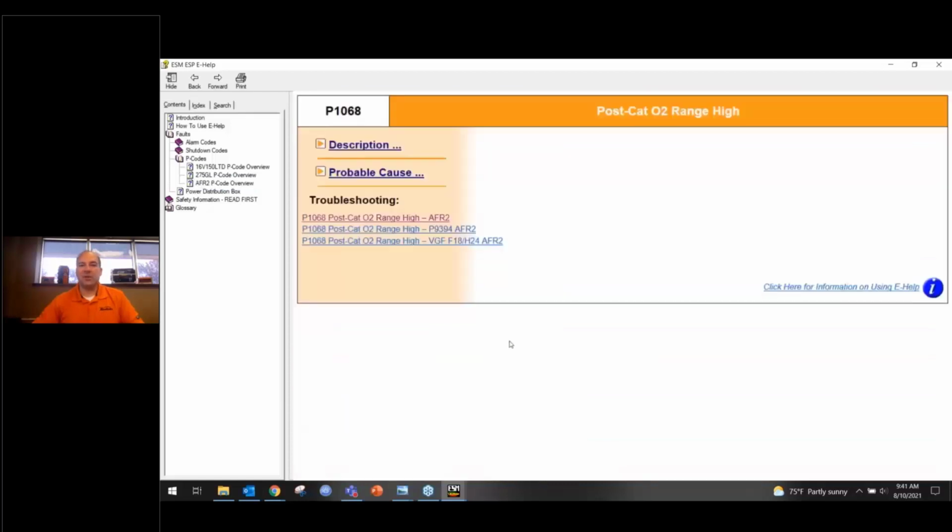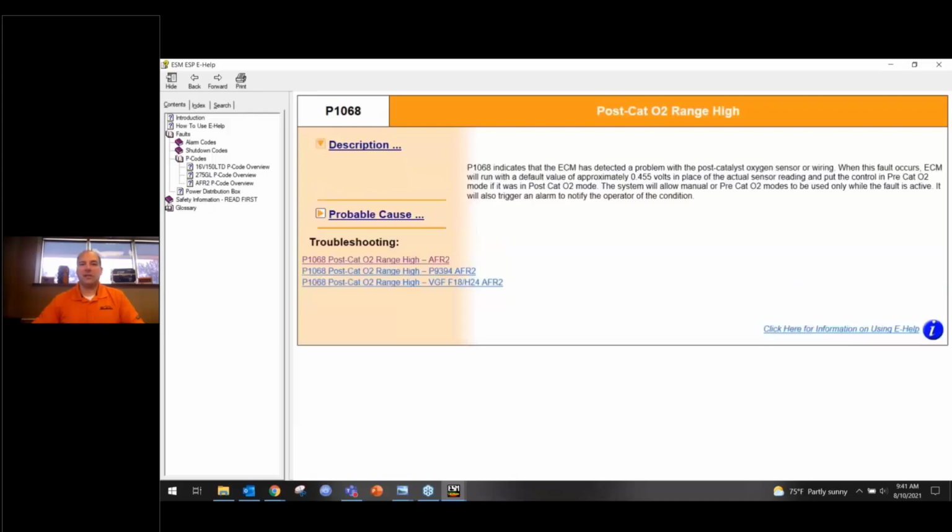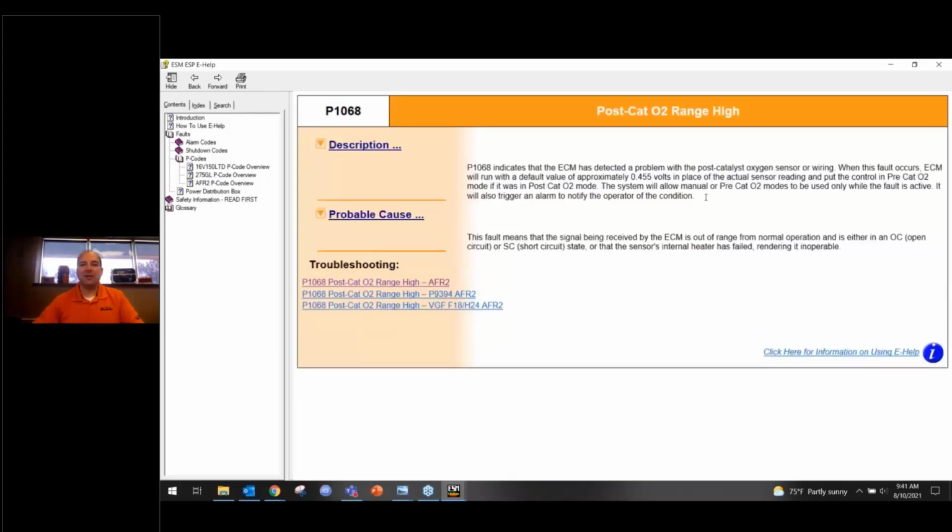In this case, I'm just going to pick the code P1068. It says this is my post-catalyst O2 sensor, and it has a high range. It says the default on the display, which is why I chose this one, is going to display 0.455 volts. I'm hoping that some of these eHelp sessions are triggering you to say, maybe I want to learn a little bit more about the ESM and ESM2 engines. We do run a full week class for ESM. These are just some highlights from it.